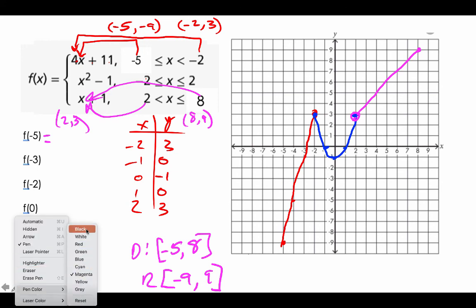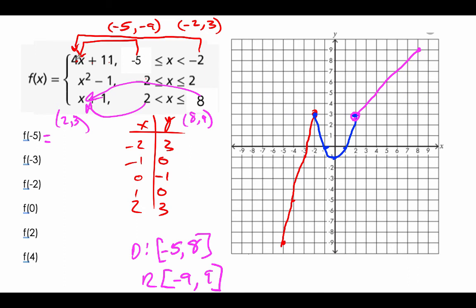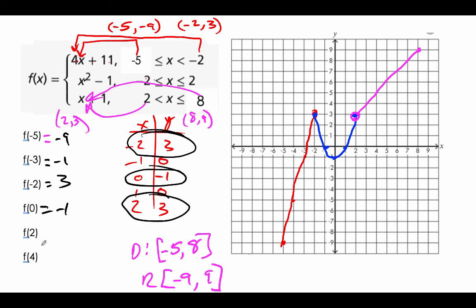So you might need a calculator. I don't know. -5. So I'm on this one. Oh, I got -5. It's -9. Okay, and then -3, that's going to be in here. -3 is -1, it looks like. I can get it off the graph, or I can put it in there. -12 plus 11 is -1. And then -2, now I'm equal to it, so I'm in this one. -2 is 3. That was right here because I'm in the parabola. 0, I'm in the parabola, is -1. 2, I'm in the parabola, is 3. So I did all these points already. And then 4 is the only one that's in this bottom one. 4 plus 1 is 5. And there we go. We're good.